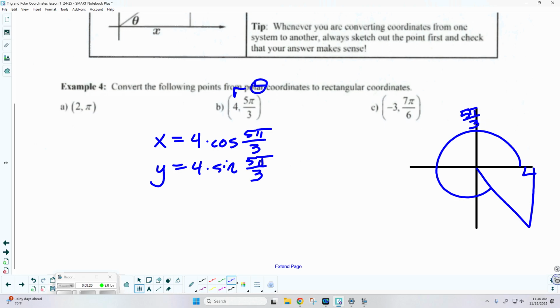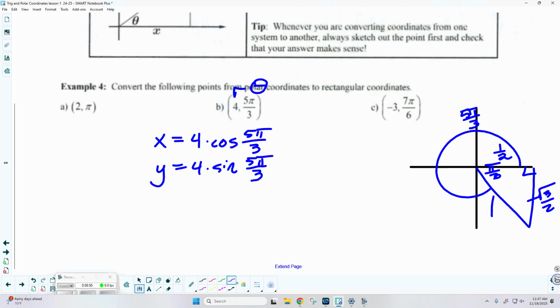Pi over 3. There we go. Now remember, we're going to do this on the unit circle. Pi over 3 is equivalent to 60 degrees. So does anybody remember what that fraction was across from 60? About 1/2. Square root of 3 over 2. And because we're in quadrant 4, we're going to go ahead and make that negative. Now across from 30, that'll be 1/2.